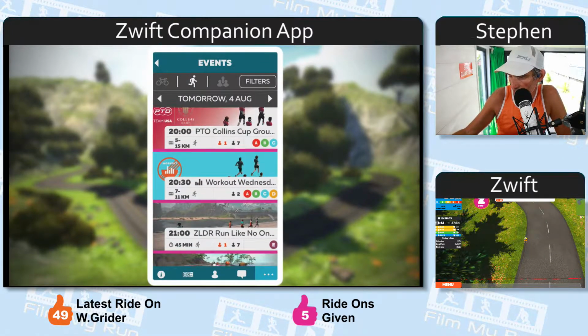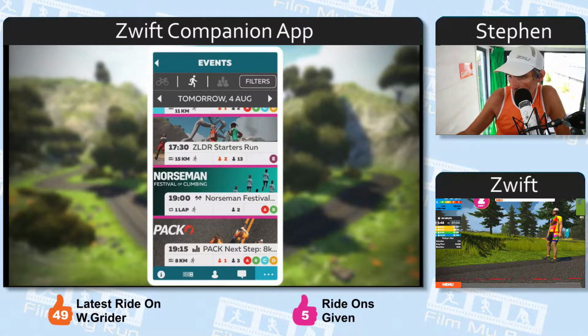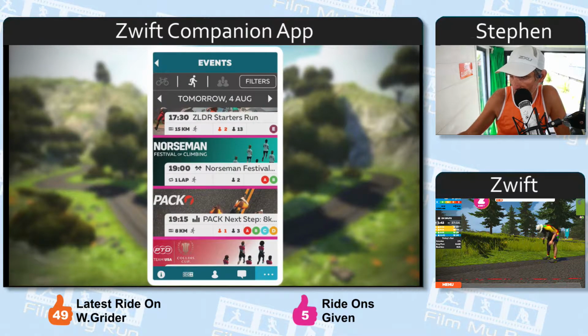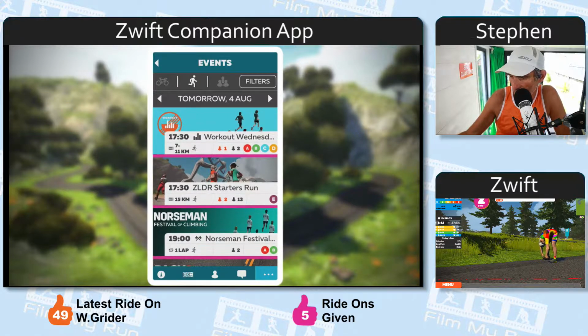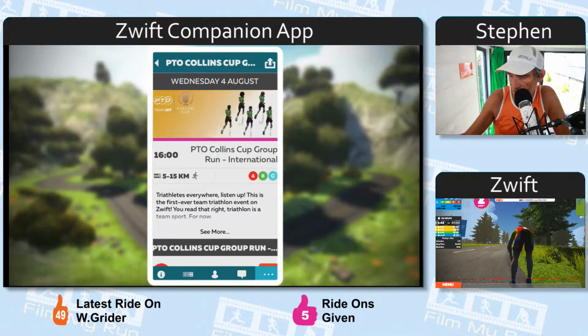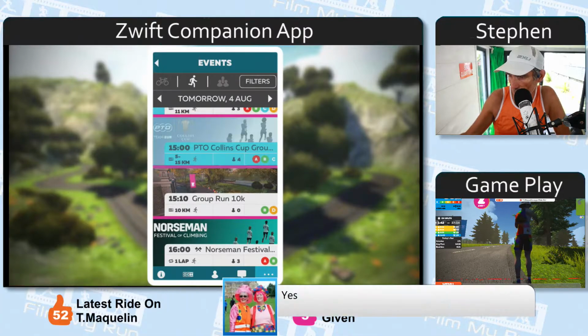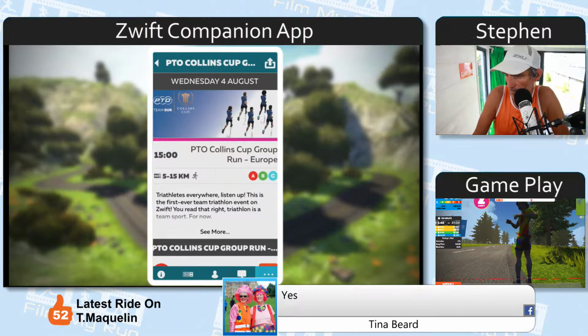We're not going to do Wednesday workout. So it might be the Pack Beginners Step-by-Step group at 7:15 tomorrow evening. There's an international Collins Cup Group Run International at 4 o'clock, but no European one. The European one is at 3 o'clock.